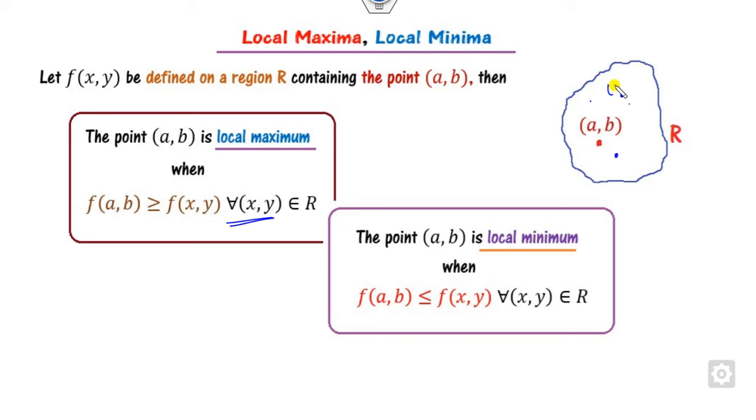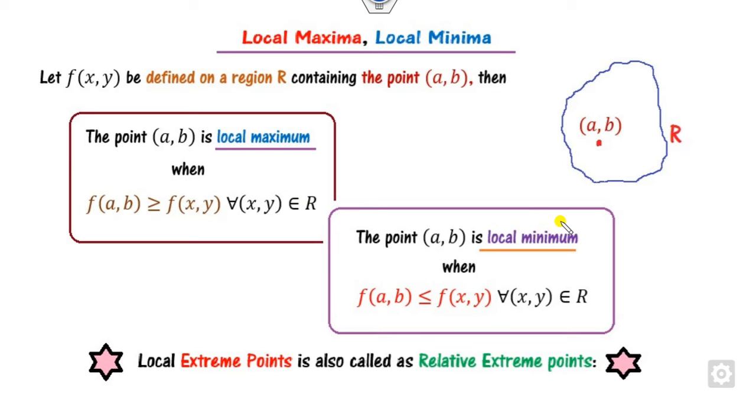So this is one pair (x1, y1), this is the other pair (x2, y2), and so on. If you are able to find such a pair from the region R such that either of these conditions is satisfied, we call it a local maximum or minimum. Moreover, you can also remember that the extreme points are also called relative extreme points.